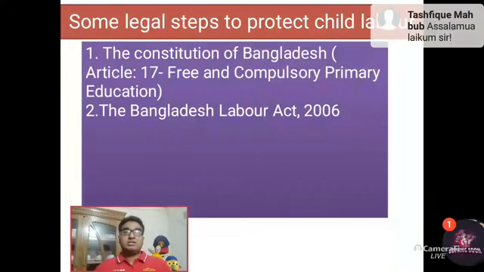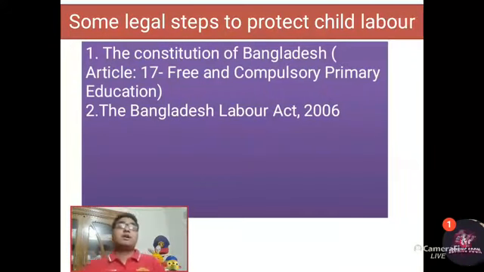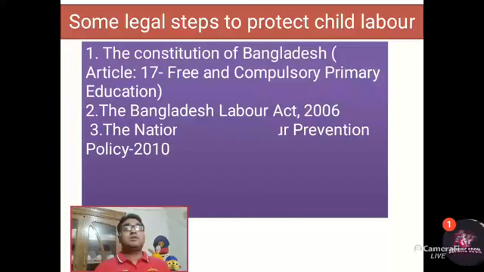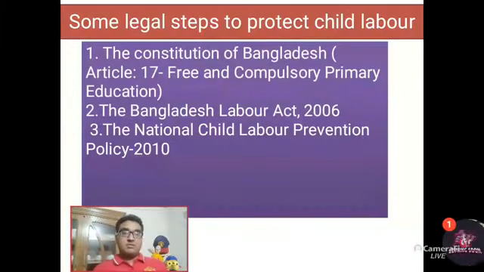And number two, the Bangladesh Labor Act 2006. The Bangladesh government has enacted an act named the Bangladesh Labor Act 2006, and by this act, the government is trying to protect child labor. And number three, the National Child Labor Prevention Policy 2010. So this is another step of our government to protect child labor, and by this policy, basically the government is trying to implement the previous law. That means the Bangladesh Labor Act 2006.